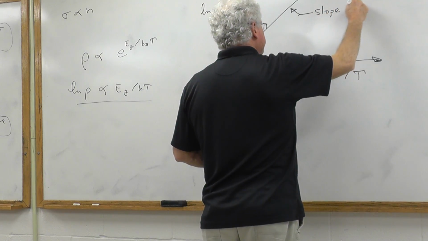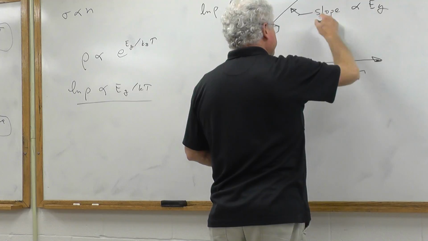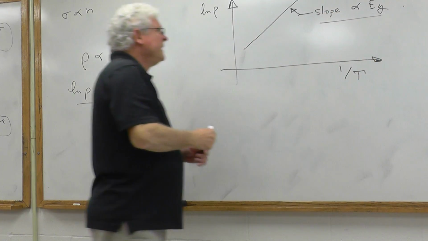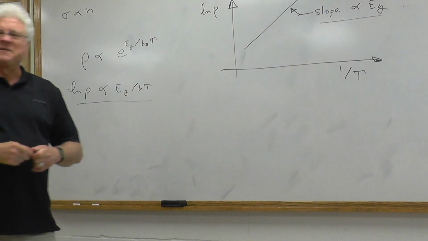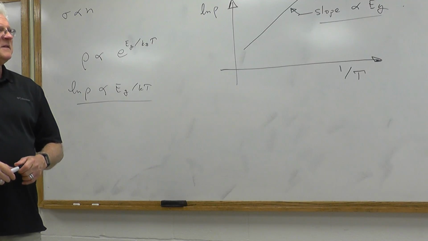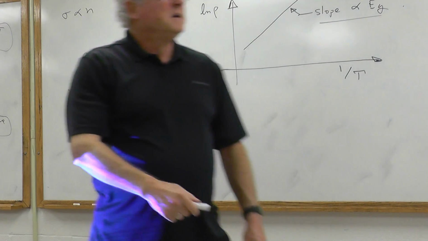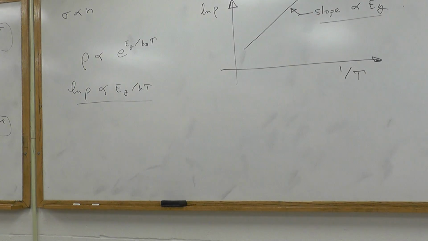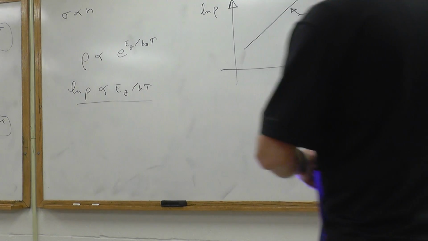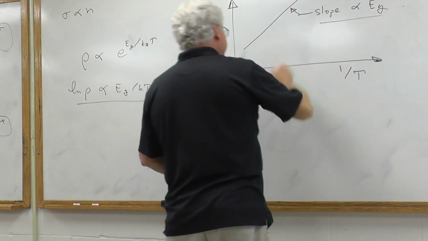Okay, and the slope is proportional to the band gap, is the idea. So in other words, you could infer the band gap by looking at the slope, how steeply. And so conversely, when you go down in temperature, the bigger the band gap, the more steeply it's going to rise up as you go down in temperature. And this is called an Arrhenius plot.